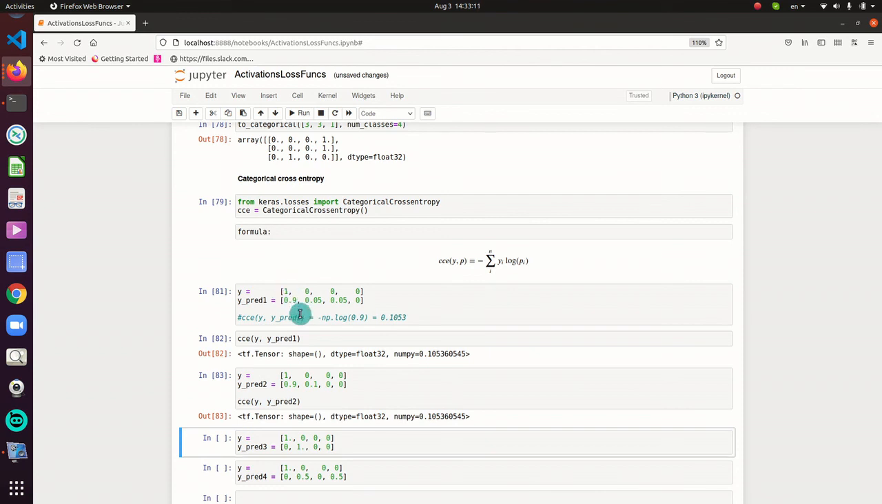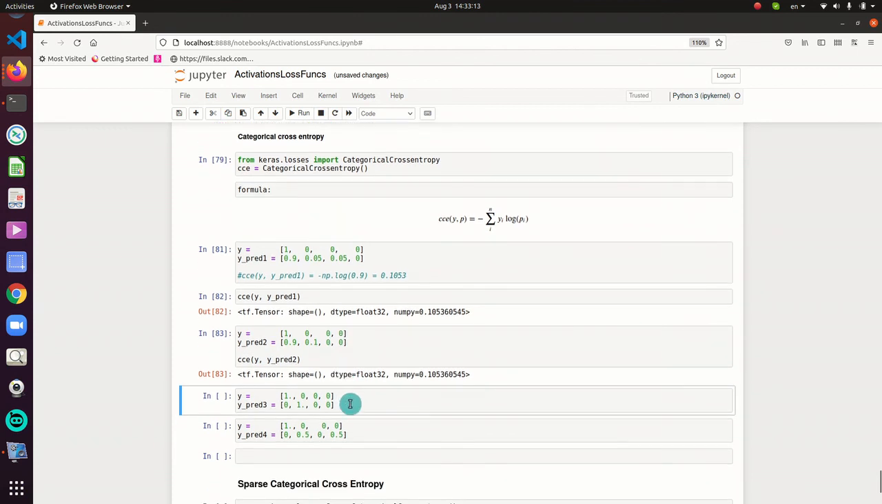How about this input pair? Obviously, this is a wrong prediction. The real label is 1, but we put all the weight on the second class. This should bring a huge loss because this one will be multiplied with it. So this one will bring 1 times logarithm of 0, which is minus infinity. One more minus will be plus infinity.